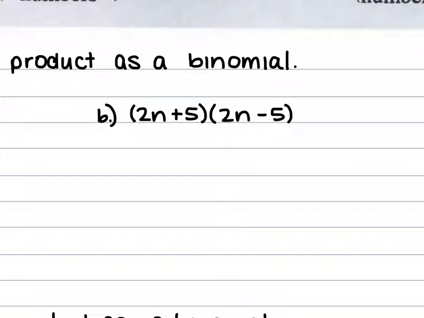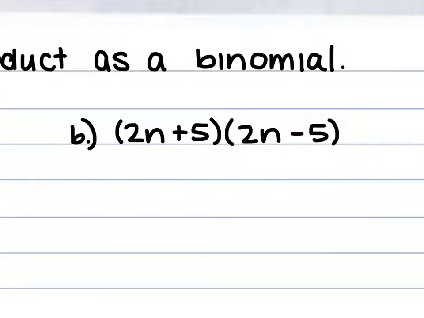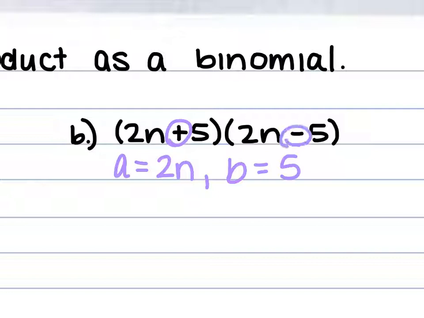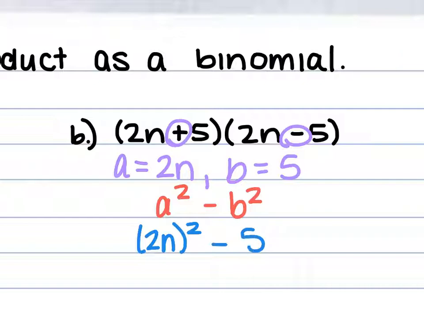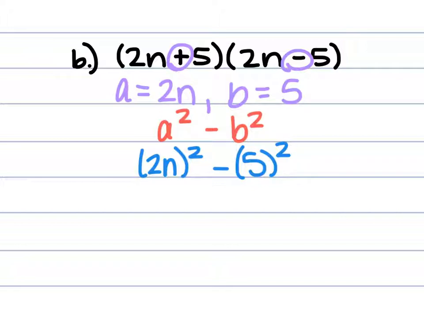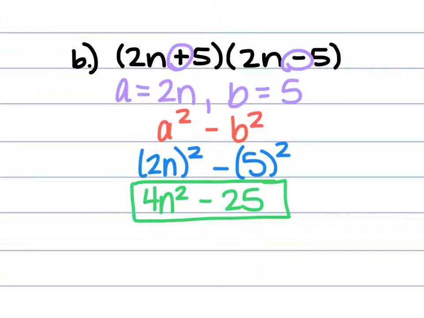For b, we have 2n plus 5 times 2n minus 5. So again, our a is the same, our b is the same. Our a is that 2n, our b is that 5. We have opposite signs here, so we can use a squared minus b squared. So we're going to plug in our values. We're going to have 2n raised to the second power minus b, which is 5, raised to the second power. So 2n squared: remember, it's 2n times 2n, so 4n squared, minus, and then 5 squared is 25. So 4n squared minus 25.